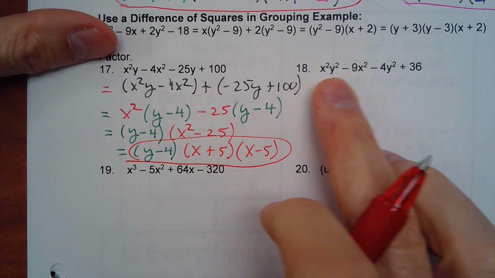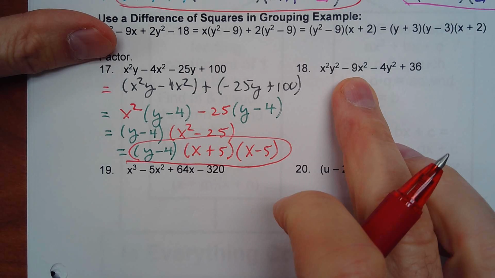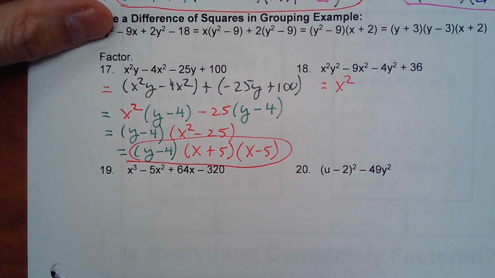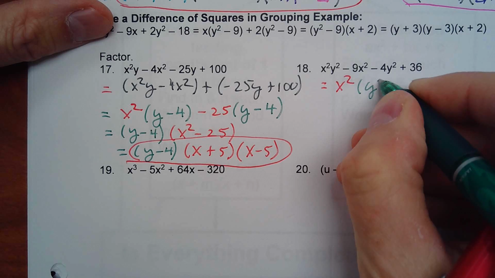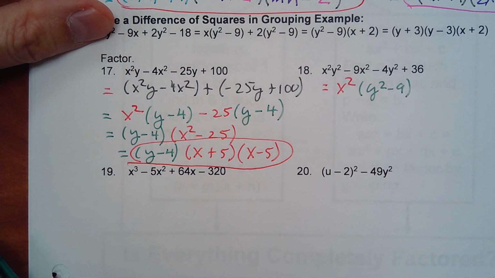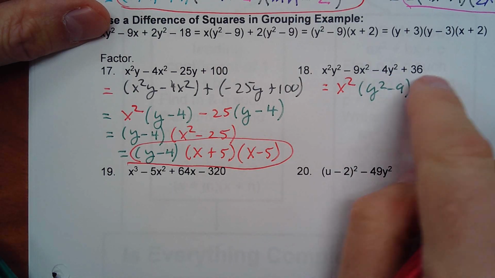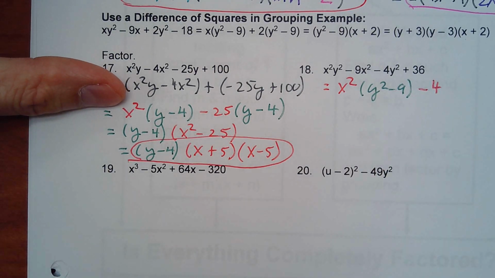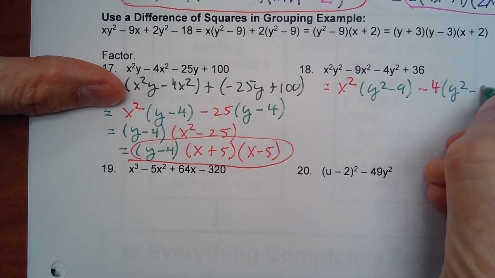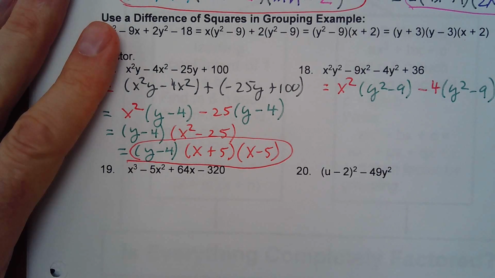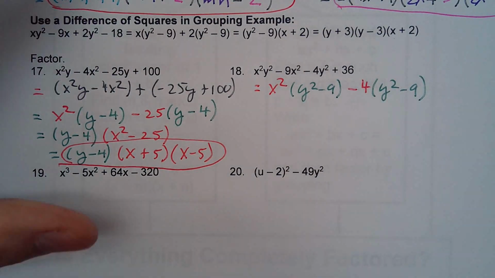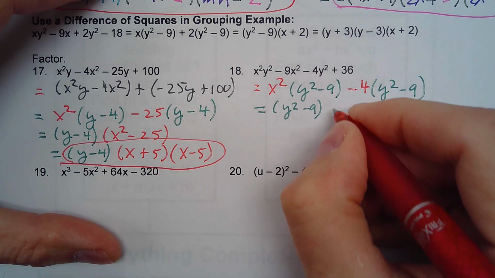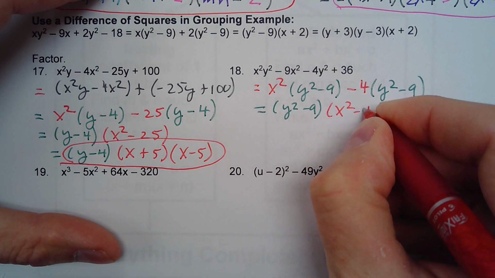So here we've got a common factor of x squared, so let's pull that out. Y squared minus 9. And then here we got a common factor of 4, but I want to pull out the negative 4. So y squared minus 9. Looking at our two pieces, they have a y squared minus 9 in common. My leftovers are x squared minus 4.